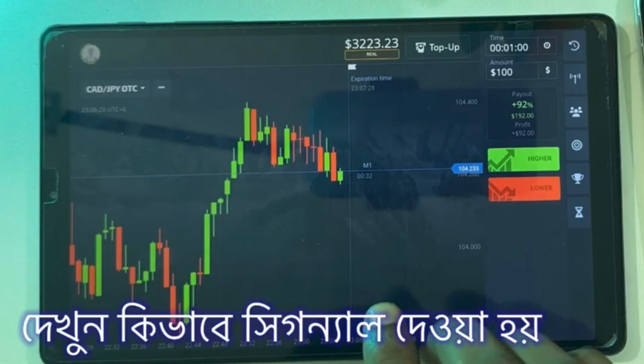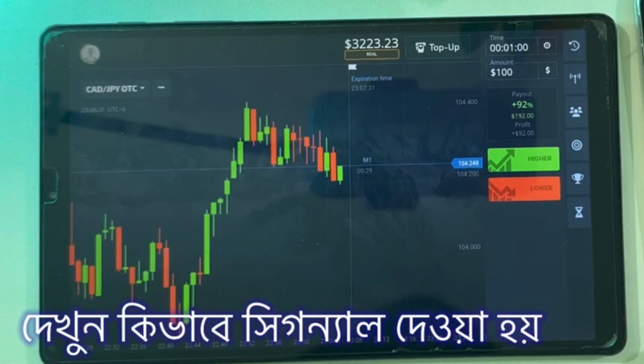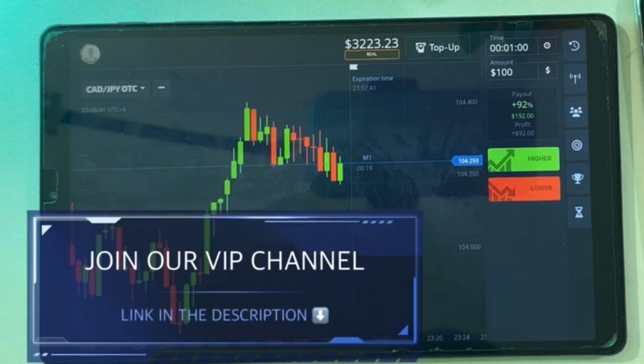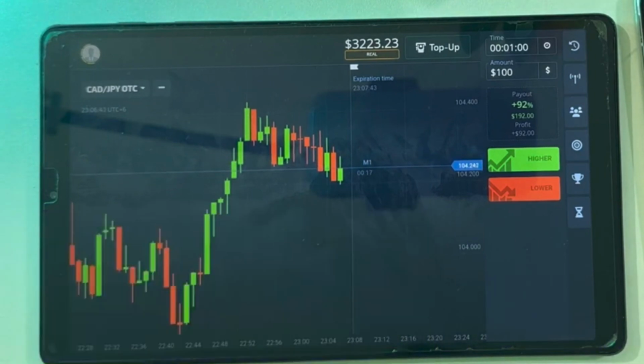So hello everyone, today I will show you live trading and how to trade. I will show you how to trade today in the market. So today we will trade the CAD-JPY OTC market. It is a very good currency pair, and as you can see, the market is in a very good position.